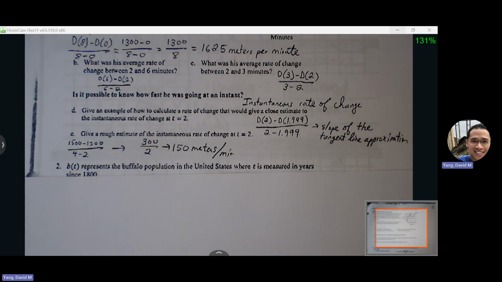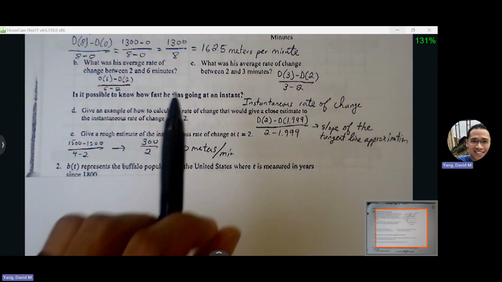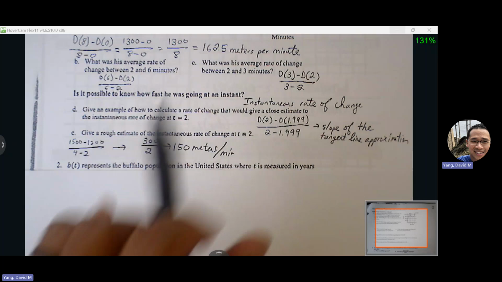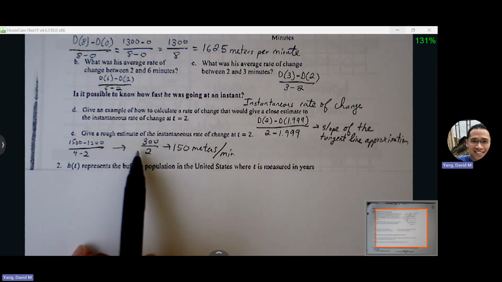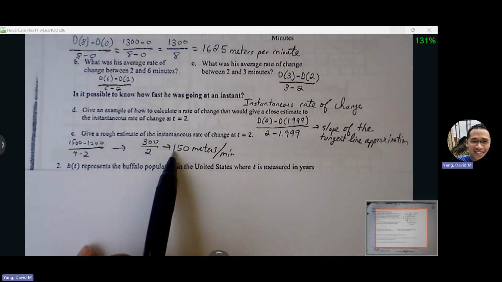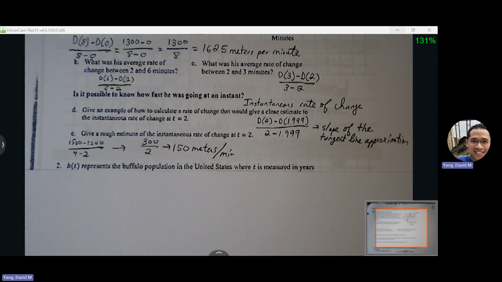Part E says, give a rough estimate of the instantaneous rate of change at 2 seconds. Based off the table, I'm just picking 2 points that are relatively close. This is not accurate at all, but the idea is if I want to get better accuracy, I'm going to pick 2 points that are closer to each other and then find the slope, rather than picking 2 points that are far apart.